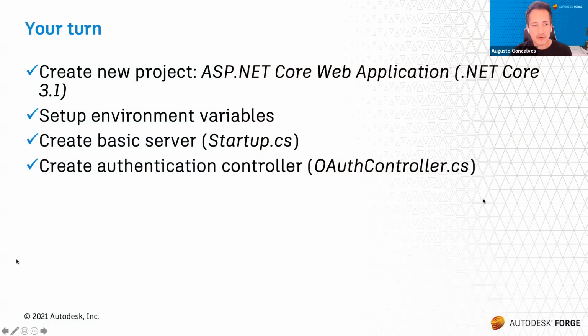Okay, so I will leave you now to complete this step to create your project, set up the environment variables, create the server, startup.cs, and create the OAuth controller. And there is one more question. Let's see. When I go through the tutorial .NET Core, I don't have the two-legged as an option, only three-legged. I go from creating the app to authorize, not authenticate.